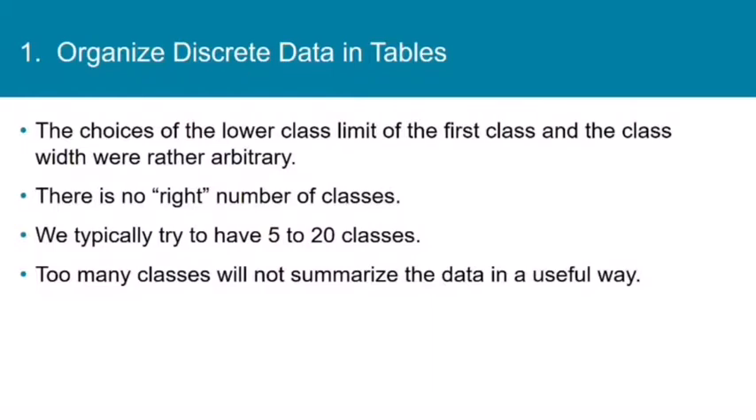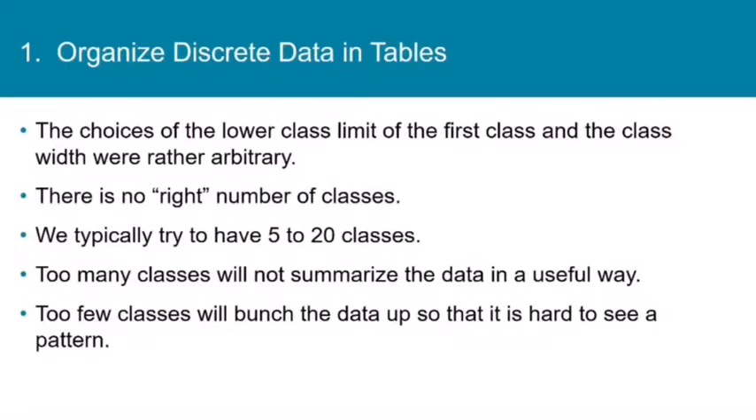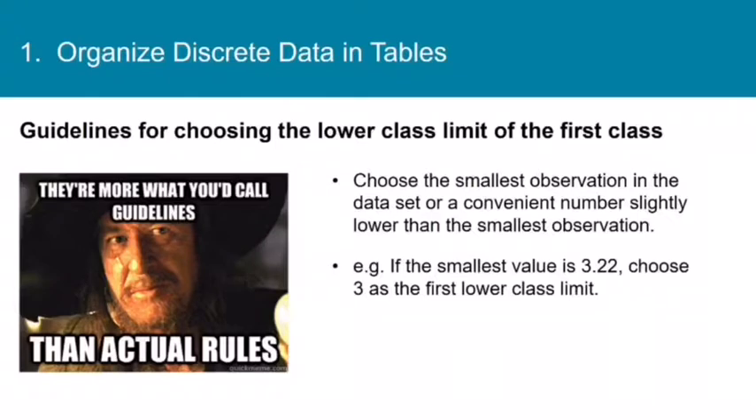If you have too many classes and you only have 1 or 2 or 3 values in each class, then you're not really much better off than you were when you had the table of raw data. On the other hand, too few classes will bunch the data up so that it's hard to see a pattern. So now I'm going to give you some guidelines for choosing the lower class limit of the first class and also the class width. And keep in mind that these are not rules.